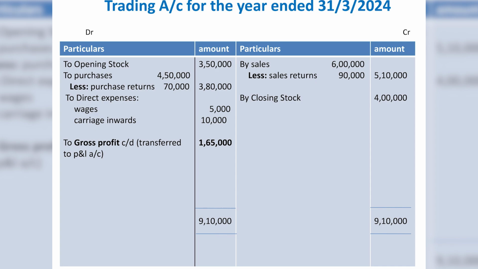The 5 important adjustments to be treated in the trading account. The first one is the opening stock on the debit side. Second one is the purchases on the debit side. If there are any purchase returns, deduct them from the concerned purchases.